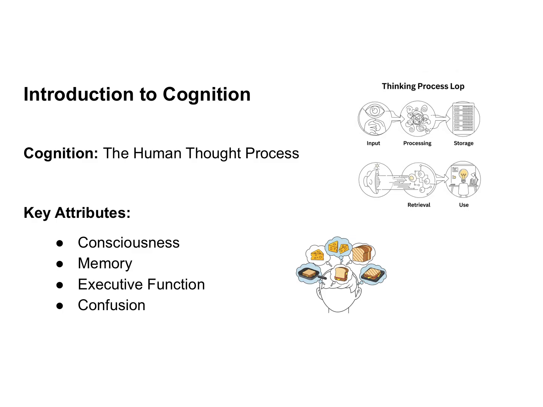So cognition is a broad term for all the processes involved in human thought. It includes reception of sensory inputs, its processing, storage, retrieval, and use. As nurses, we need to understand that cognition isn't an all or nothing state. It exists on a spectrum from optimal functioning to severe impairment. The key attributes we'll focus on are consciousness, memory, executive function, and confusion.